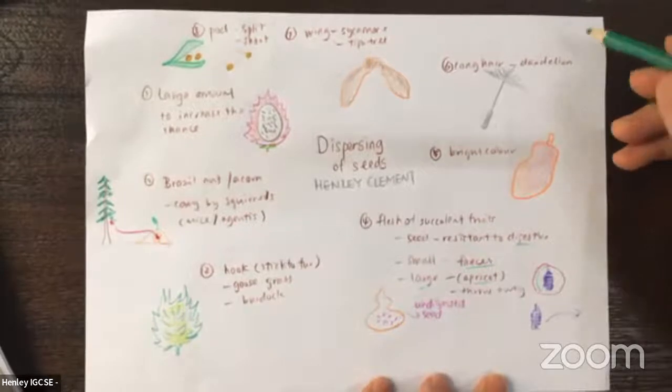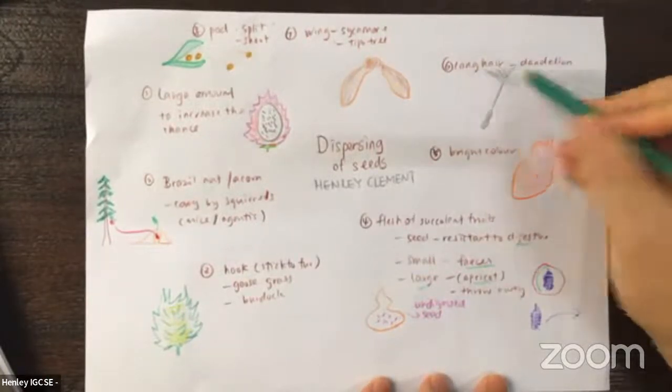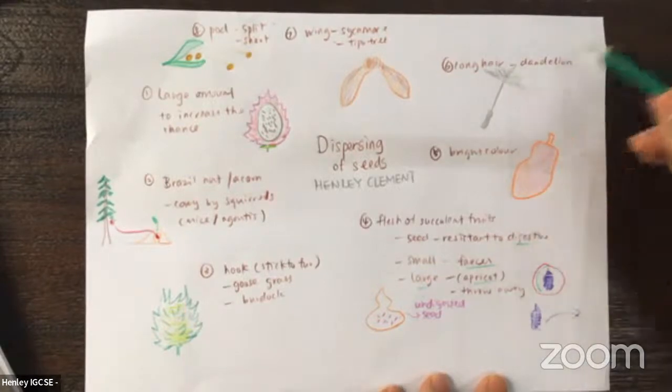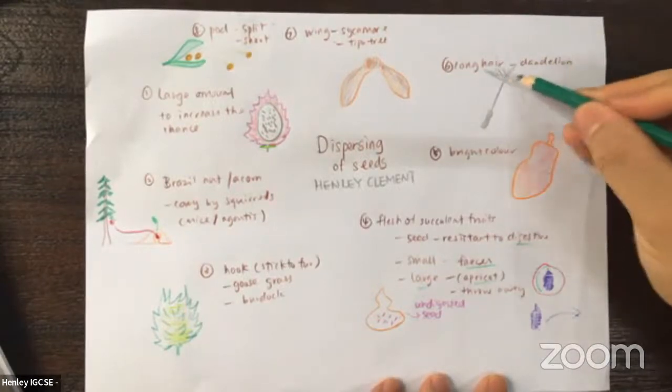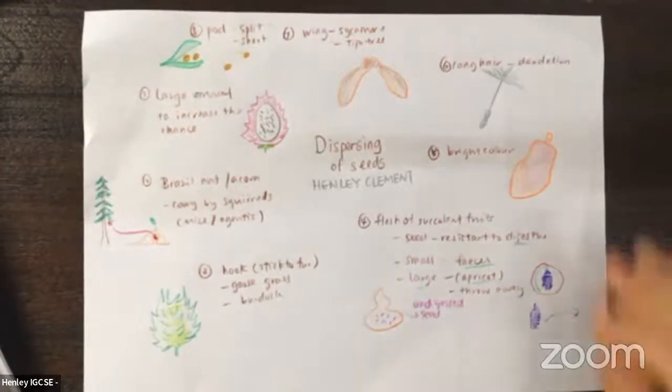The next, for some dandelion, we have long hair, so you can flow by the air, by the wind, and land on the place where the new plant wants to stay.